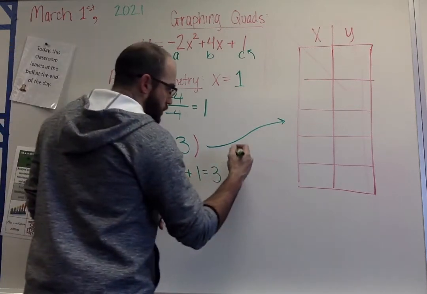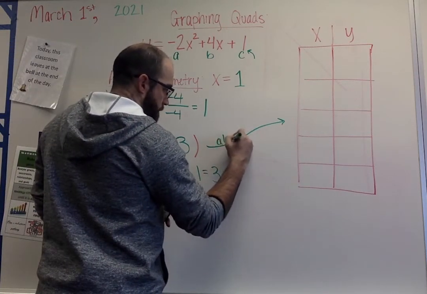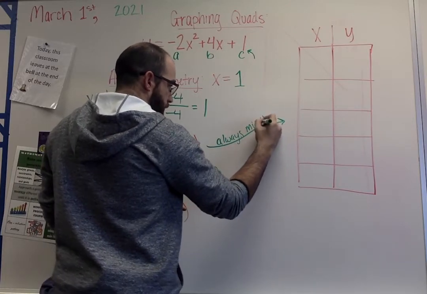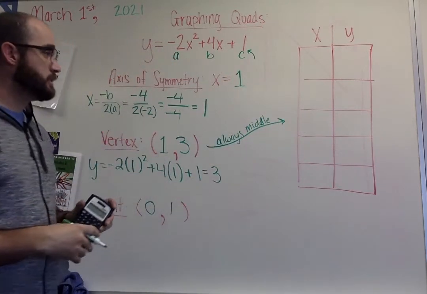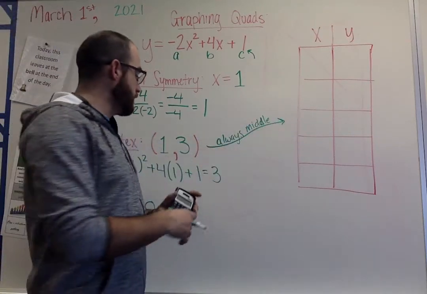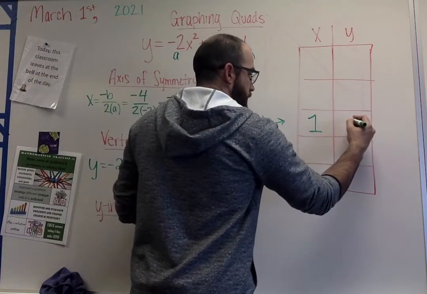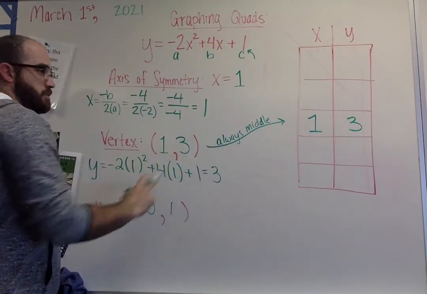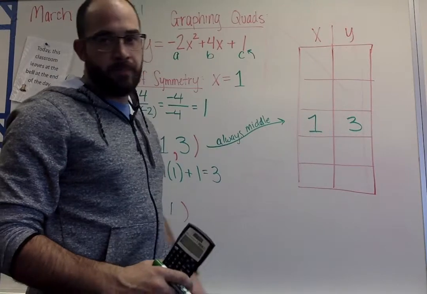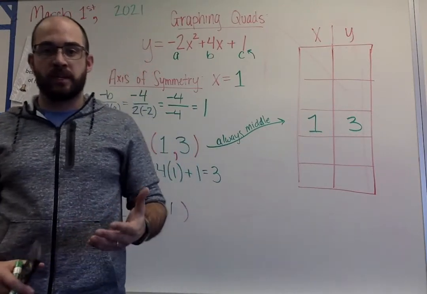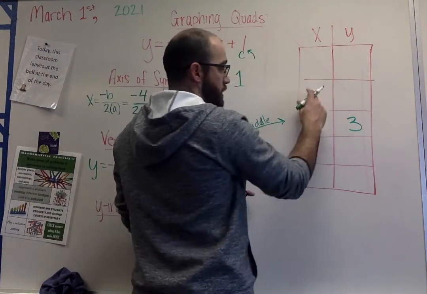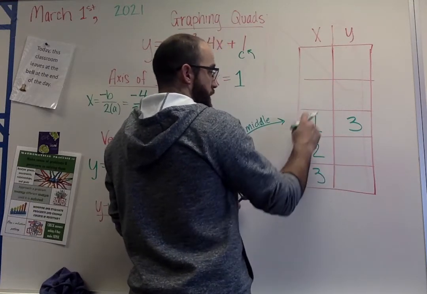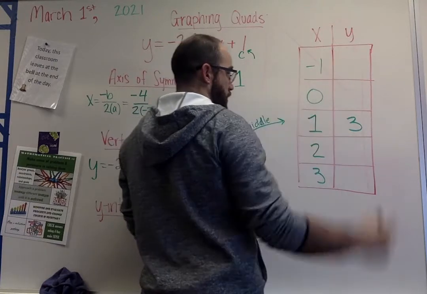So always the middle. You should have 5 points. The vertex is always going to be in your middle, so I'm just going to put a 1 and 3. Notice I've labeled it x and y. That is the same here. This is my x, this is my y. So I have (1, 3). All I'm going to do to fill out my table then is plug in x values on either side of the 1. So if I have a 1 here, the next number is 2, and then 3. Here I can go back, 0, -1.